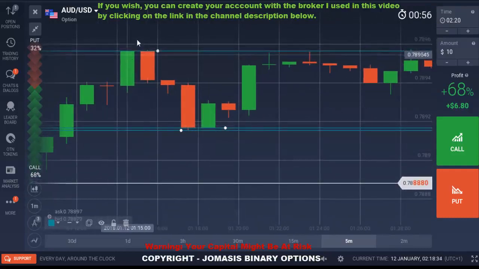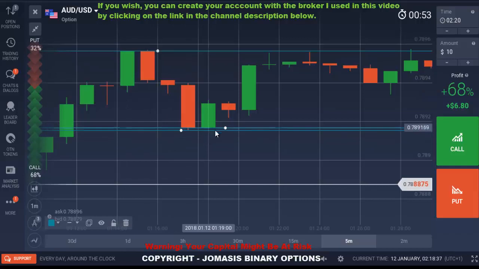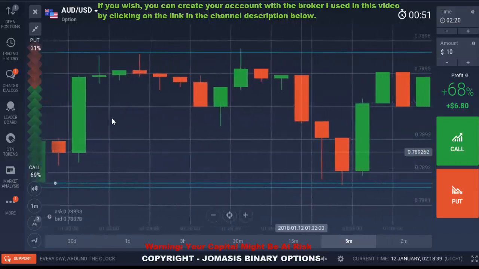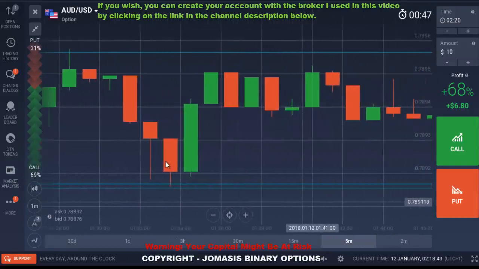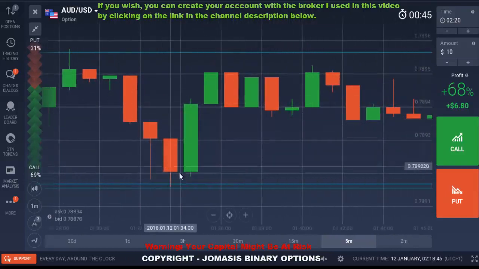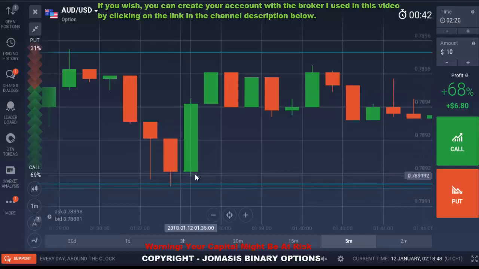This resistance is where the market reverses. This one also is where the market reverses. So let's go and see if the market respects this level. As you can see, the market was coming down again. When it touches this level, it reverses, which means when the market touches this level, let's assume we enter a call here, you would have won it.